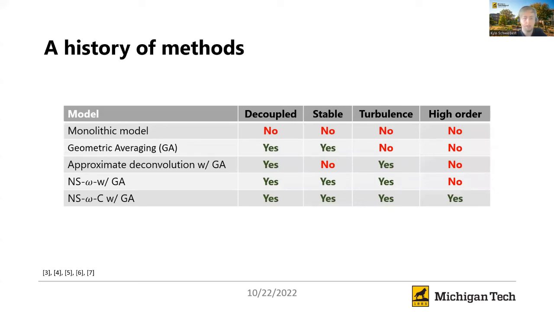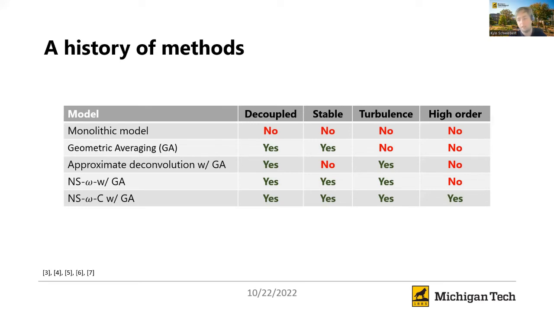All right, so a quick history of methods and how they were able to achieve these benchmark properties on this problem. So first, the monolithic model is sort of the first model one might come up with looking at those equations. And unfortunately, it's not decoupled, it's not stable, it can't handle turbulence, and it's first order, not high order. And in 2012, geometric averaging was introduced, which stably decoupled the problem. So it's stable and decoupled, but it can't handle turbulence and it's not high order.